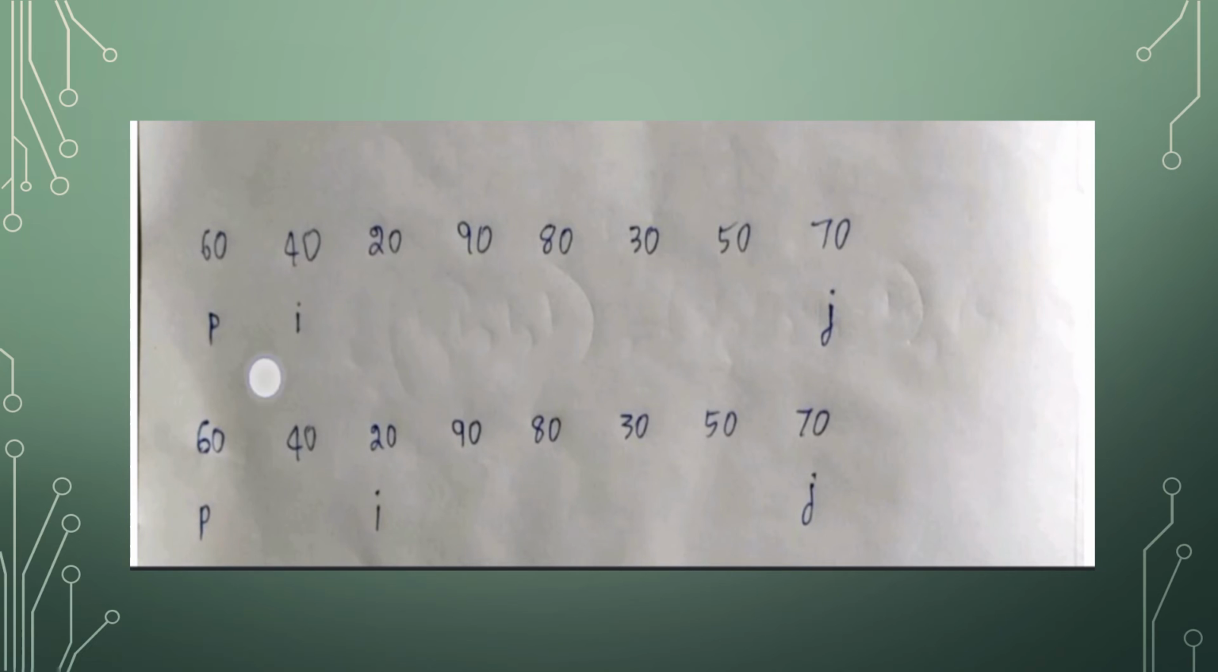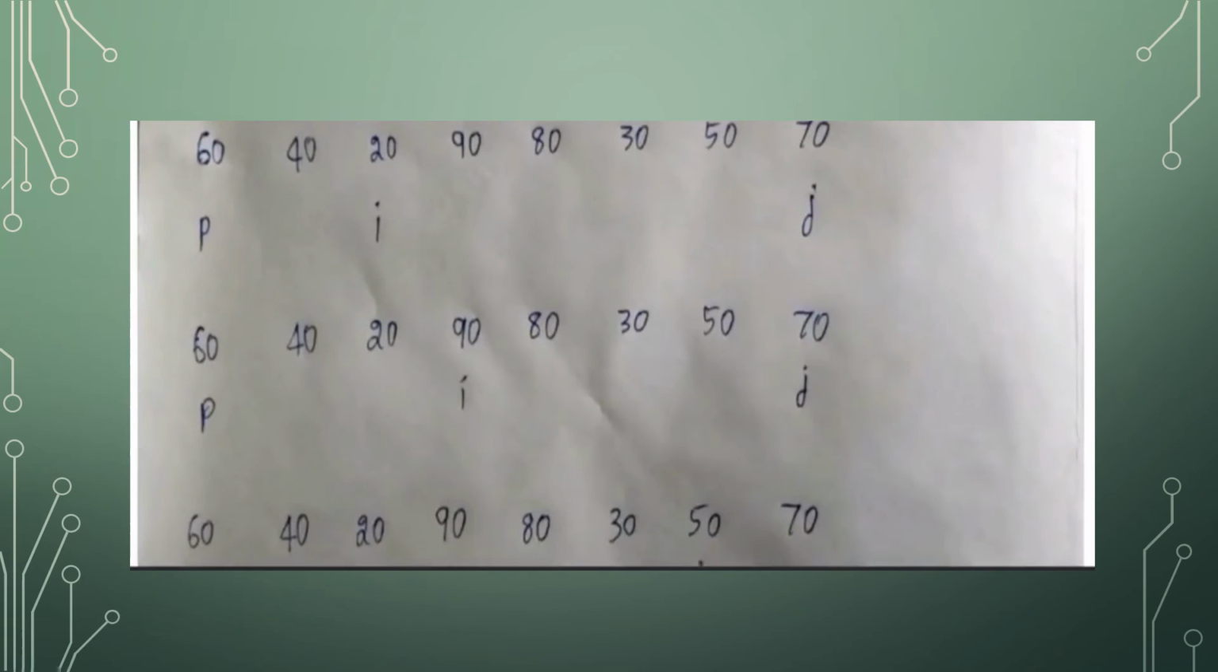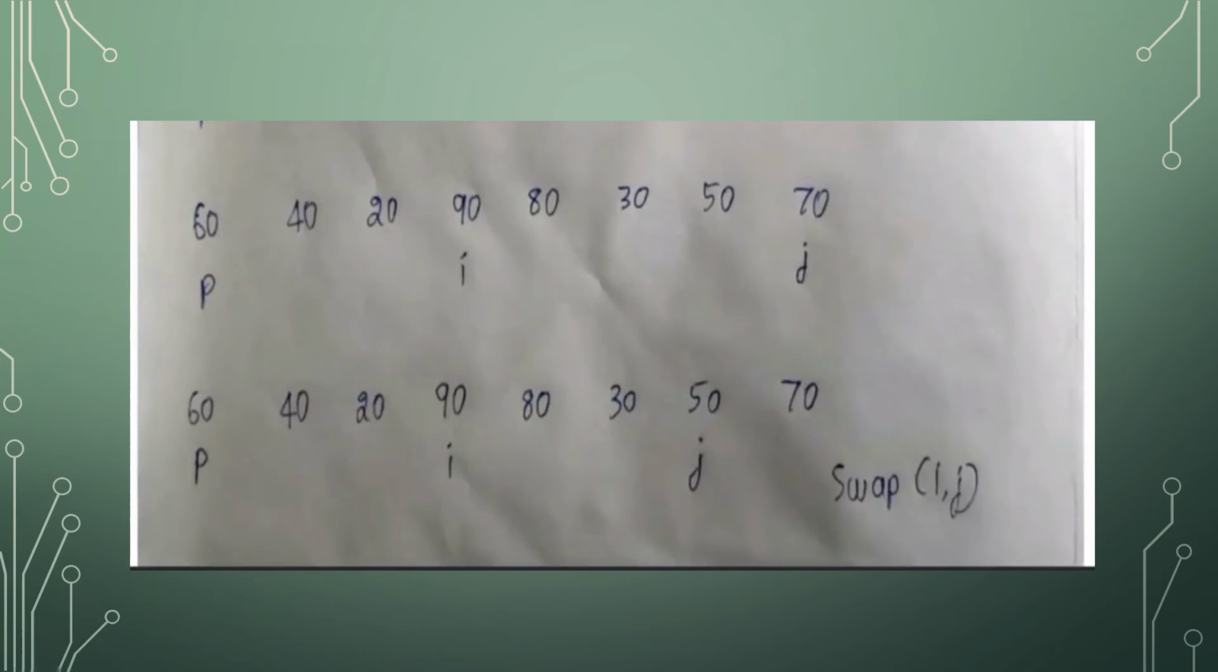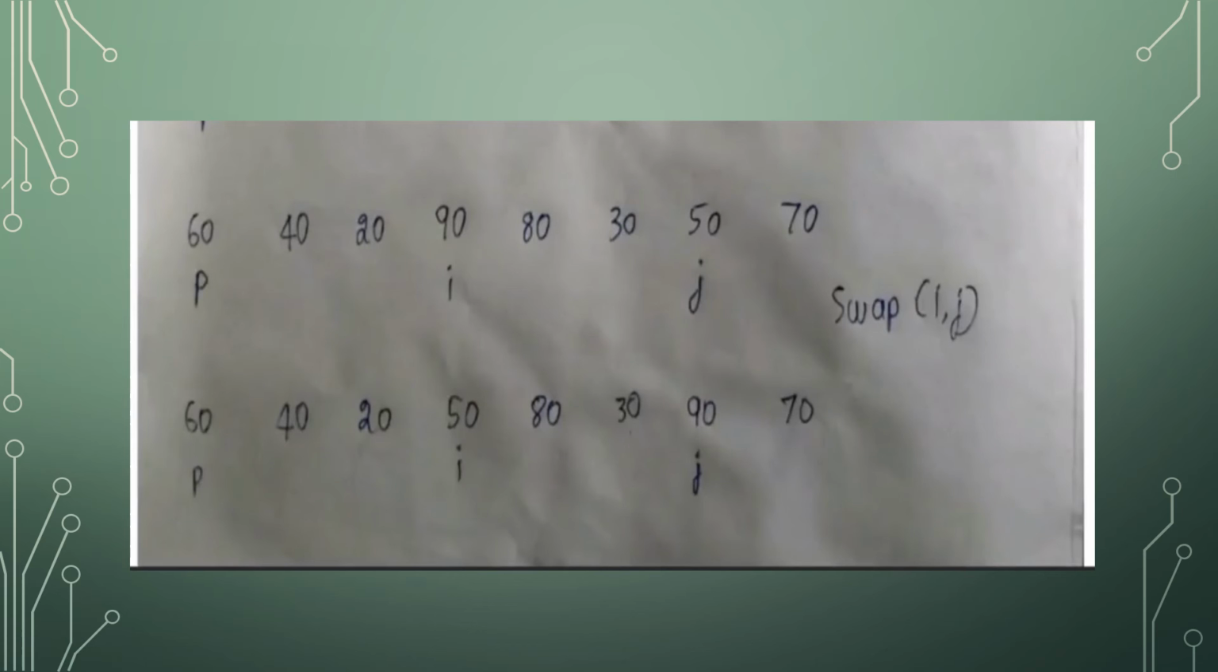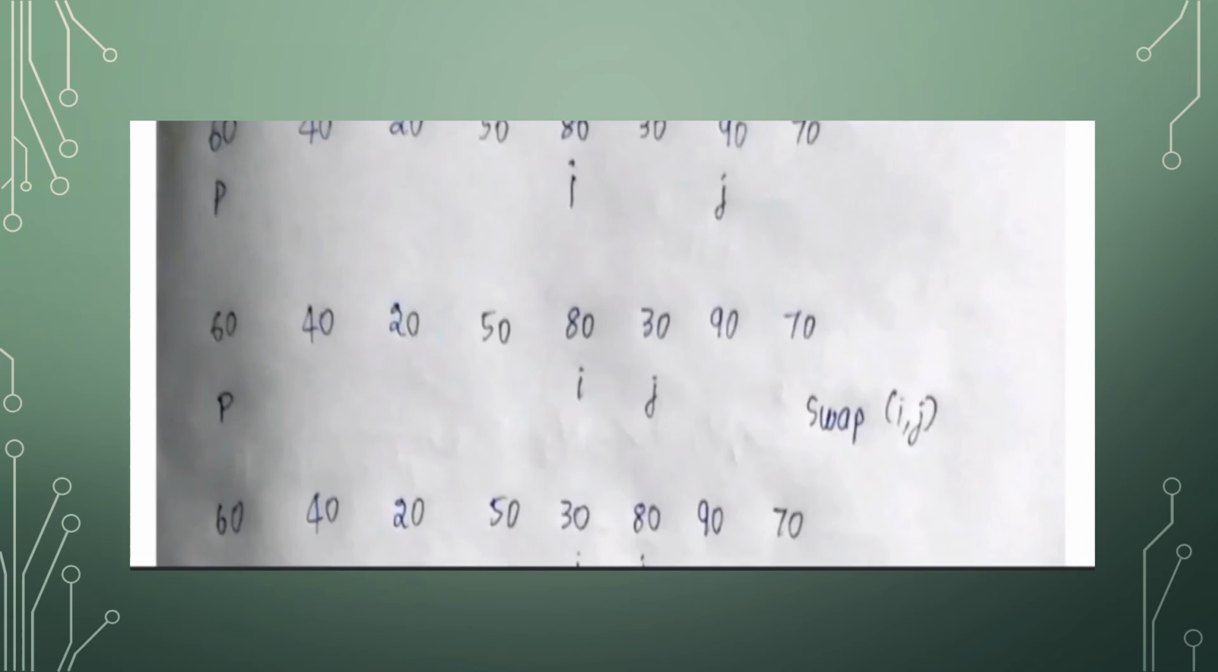Now the i value is 90. Now i is greater than the pivot value, so the condition validates. Now we check for the jth value. We decrement j. Now the j value is 50. Both i and j values validate, so we swap the i and j values. Now the values of i and j are 50 and 90. So now the condition is satisfied.